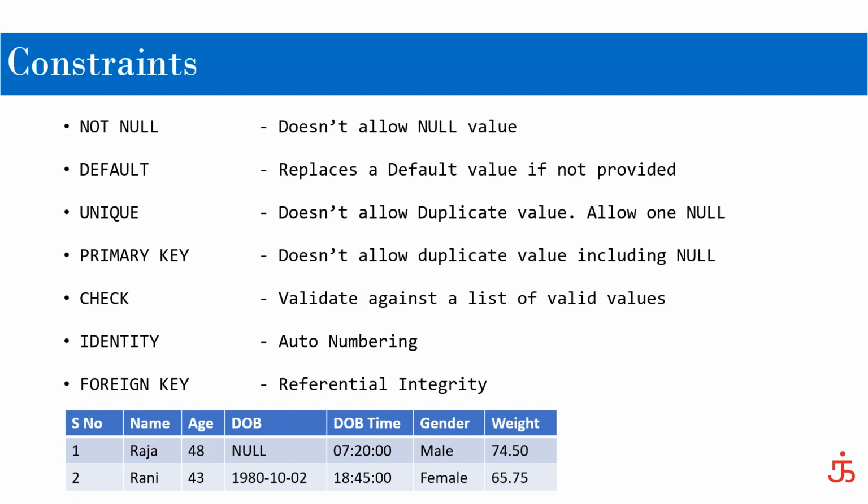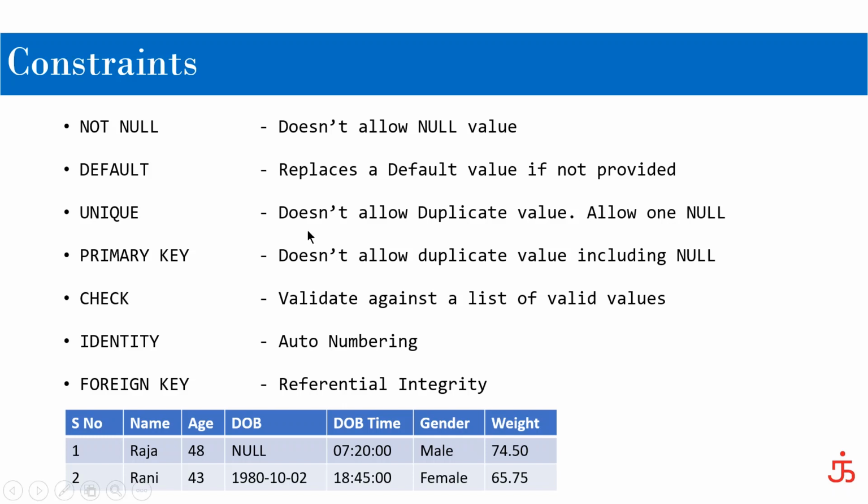Third is the unique key. A unique key is not going to allow any duplicate record. For example, the serial number is going to be 1, 2, 3, 4, 5, 6, so it will not allow any duplicate value. But the unique constraint will allow one null value.